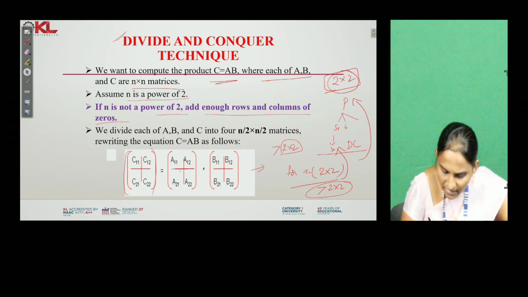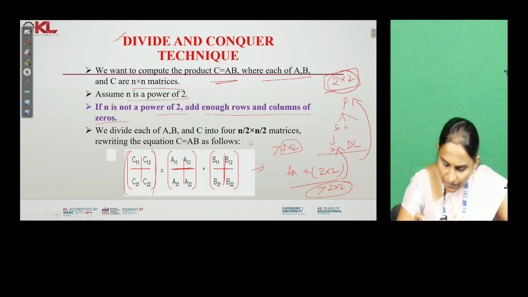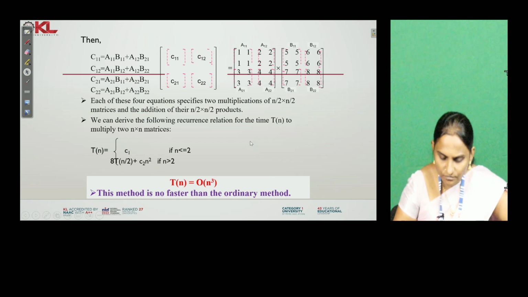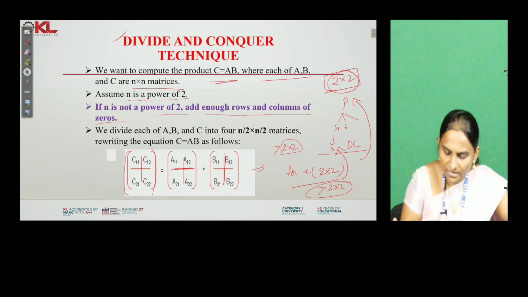How to multiply two matrices? First row with first column and first row with second column. Next, second row with first column, second row with second column. Like that we have to multiply the matrices.